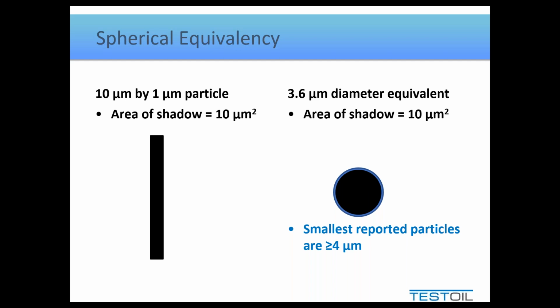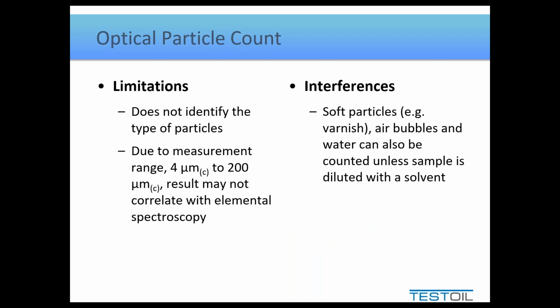But the biggest inaccuracy really comes from the fact that a particle count doesn't tell you what the particles are. It just counts them. There's no identification of the type of particles. Are they dust? Are they dirt? Are they wear metals? You don't know. The range they're counted in is from 4 microns and up, and it typically cuts off somewhere around 200 microns. The reason is that the film is only about 100 microns thick, so if the particle is much larger than a spherical equivalency of about 200, it simply wouldn't go through the detector.